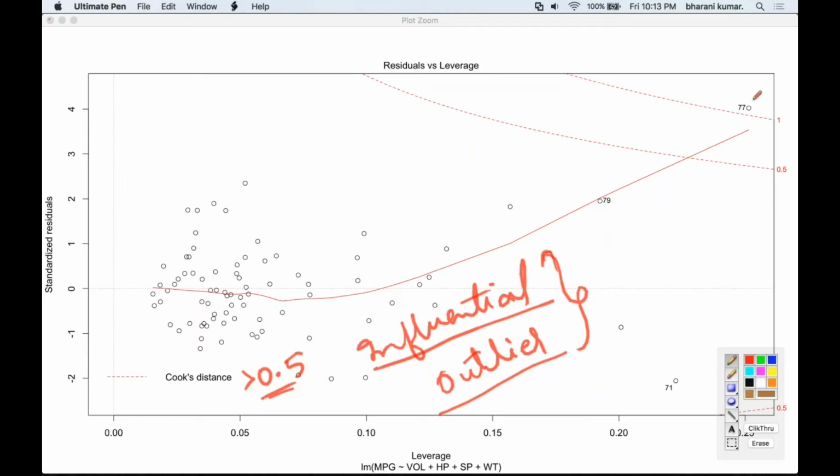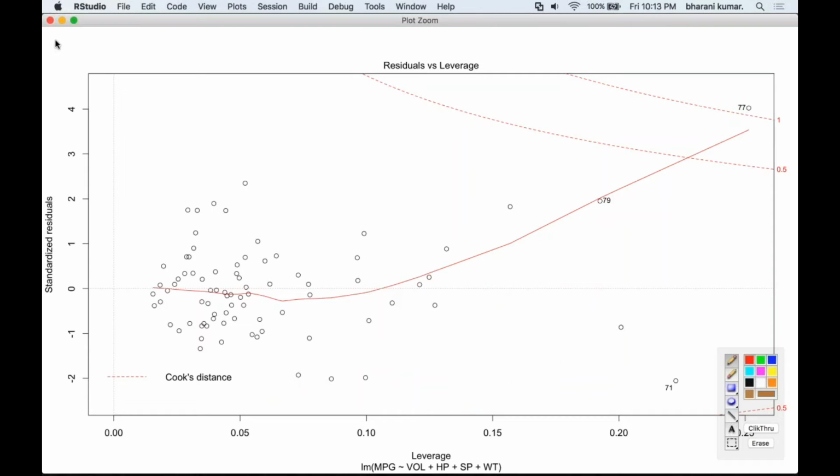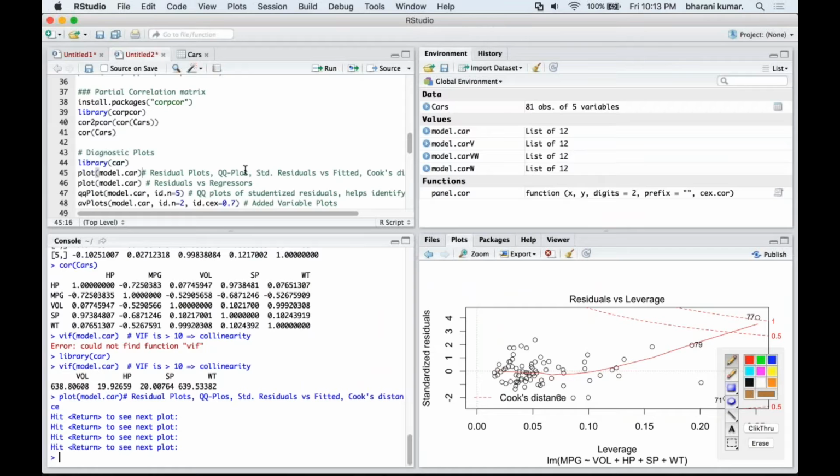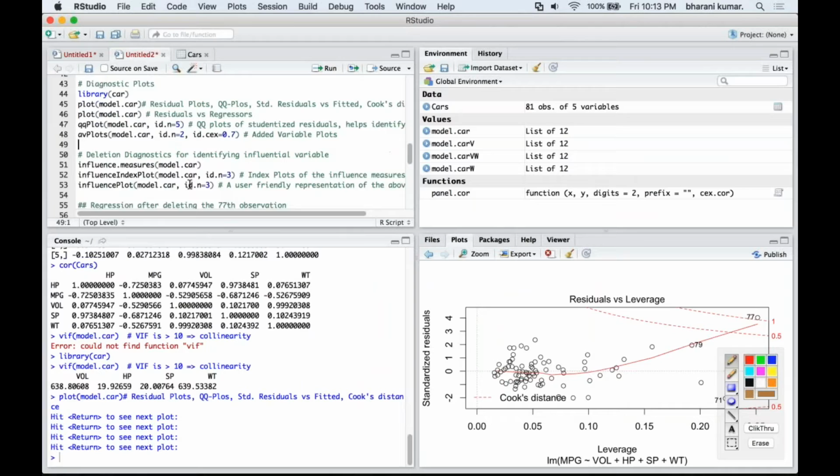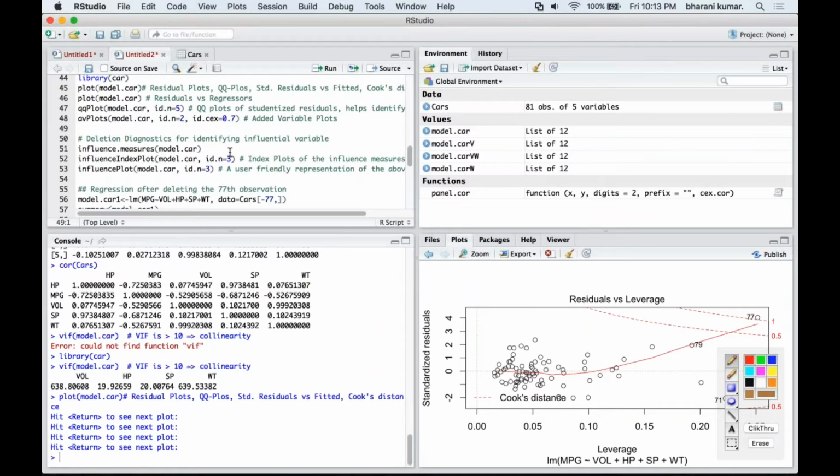So if you see here, there is one value which is falling beyond 1. Anything greater than 0.5 is an influential observation. So 77 is an influential observation. What do we do with those influential observations? We need to delete that.